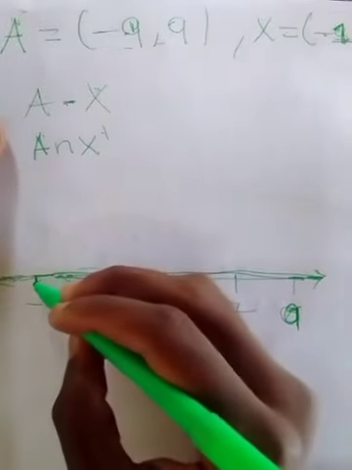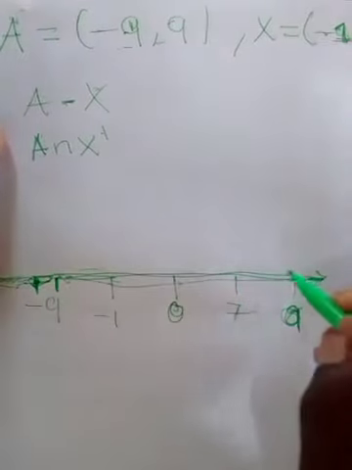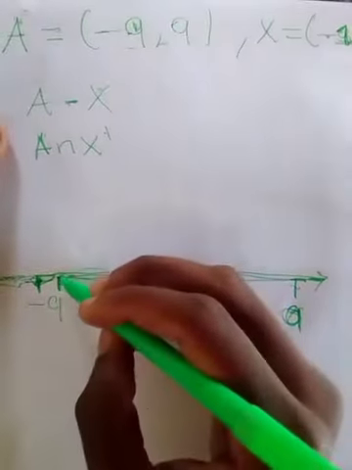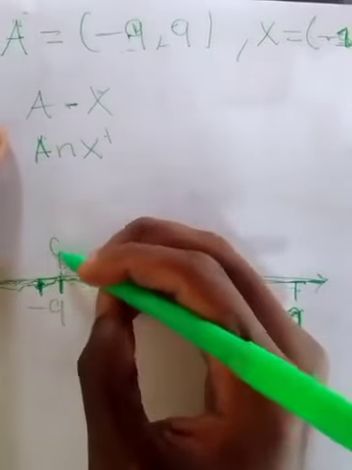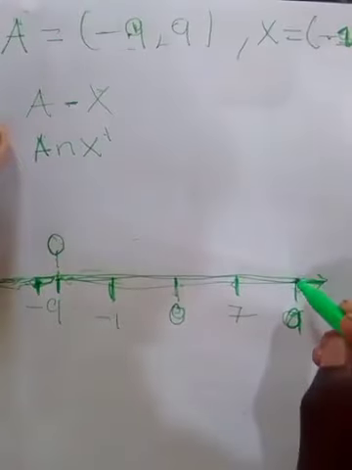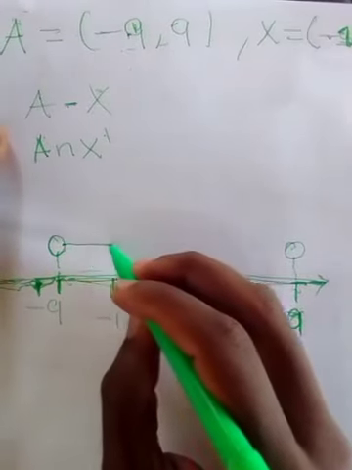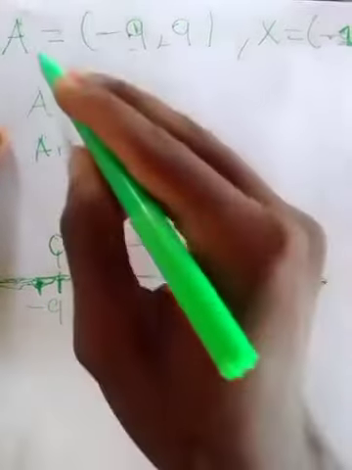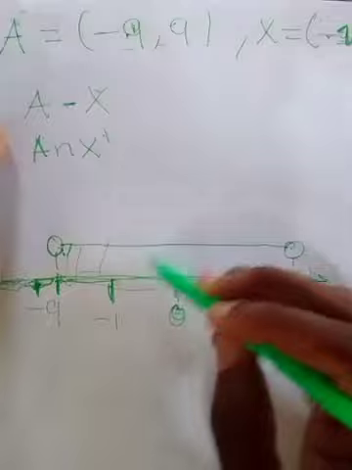So A is starting from -9. You draw a circle, which is a bubble, and it goes up to +9. So our A is this one. The elements, the numbers that are found in A, are from -9 to +9, so on this range.